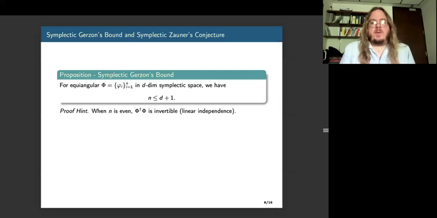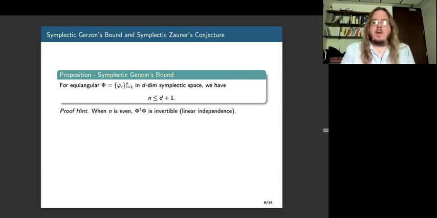So the symplectic version of Gerzon's bound says that for a set of n equiangular vectors in d-dimensional symplectic space, n is at most d+1. So this is very restrictive, much more than the regular case. And it really just gives us a window of two possibilities, that n is either d or n is d+1. And I'll give you a proof hint.